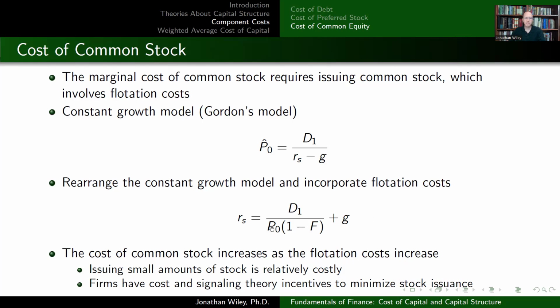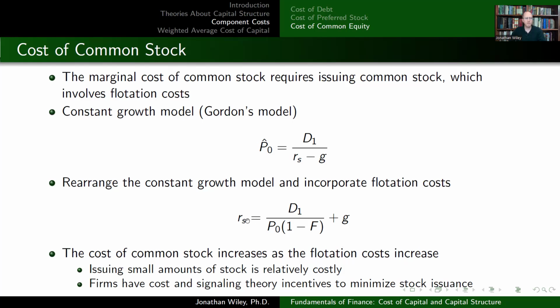So I take the price that we sold it for, basically whatever the stock price in the market is today. 1 minus F is going to be the percentage of that I get to keep. The expected dividend at the end of the year, D1, goes over that. And then I tack on basically the growth.